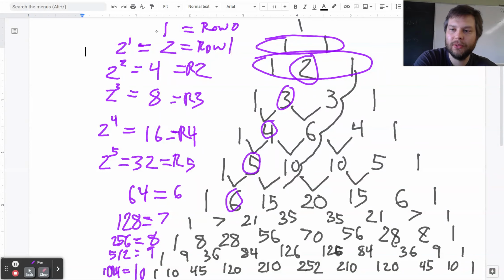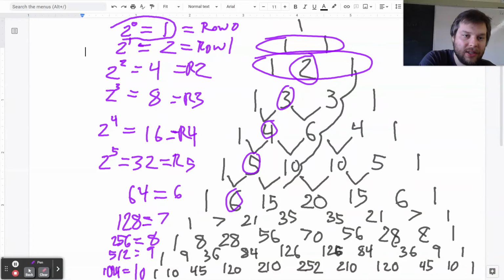And this should lead you to a conclusion that's hard for a lot of students. Row 0 has 1 number in it. And what does that mean? You have to conclude that 2 to the 0 power is equal to 1. It's the only number that makes sense in the pattern. 2 to the 0 has got to be equal to 1.